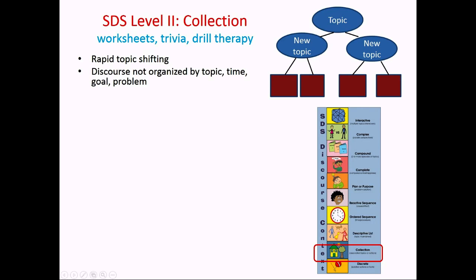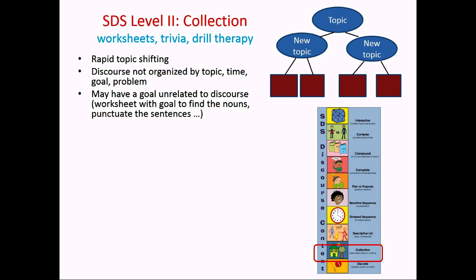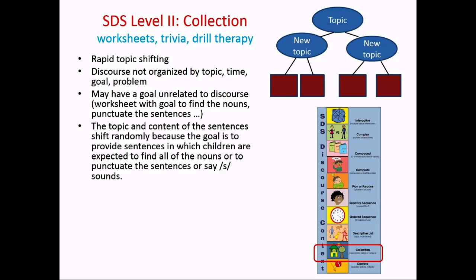There isn't any organization around a single topic or any time sequence or any goal or any problem, so it's a very primitive structure. When you see it in school, it usually has a goal that's unrelated to the actual discourse. So we see lots of this in worksheets, where the first sentence has nothing to do with the second sentence or the third sentence, and we'll look at one of those in a moment. The content shifts randomly because the real focus is on a goal such as identifying all of the nouns, or in speech pathology, saying all of the words that start with an S sound. And we ignore the fact that there is no topic. So this is just a collection of words that start with S, or a collection of sentences, and you're to find the nouns.